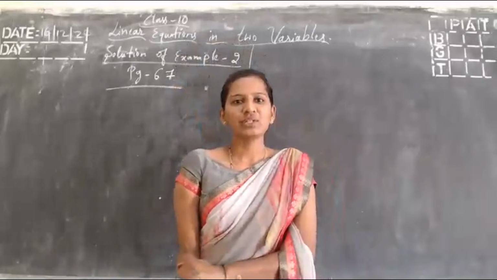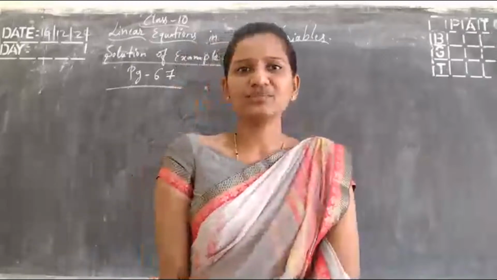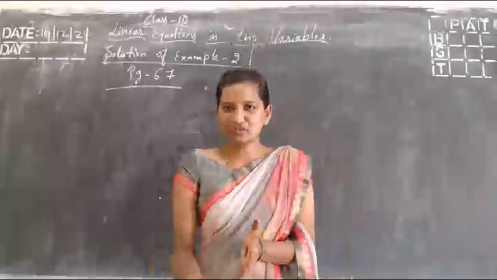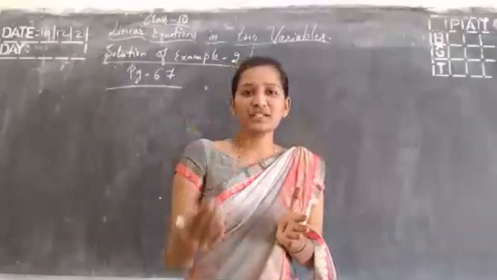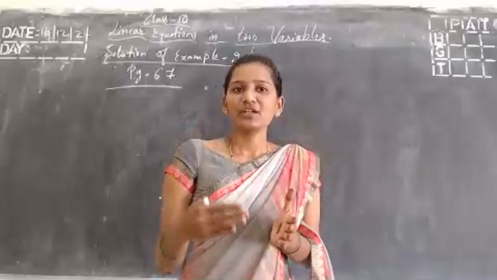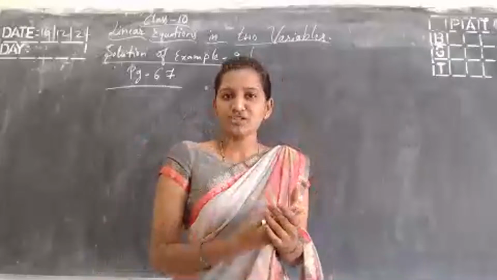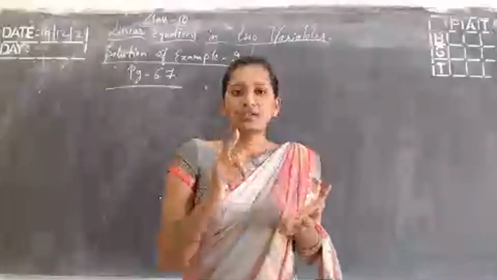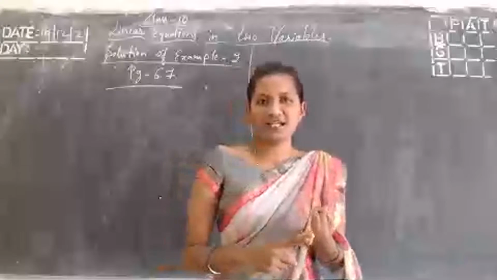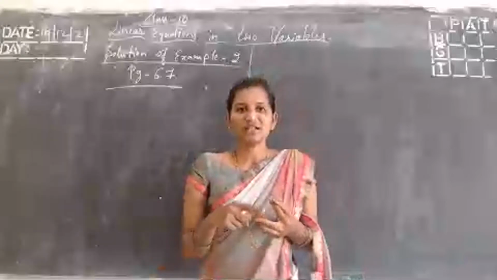In the previous chapter, we have discussed equations, linear equations and the general form of a linear equation, the pair of linear equations, the general form of a pair of linear equations, and the nature of two lines. What are the forms in that? Coincident lines, intersecting lines, and parallel lines.